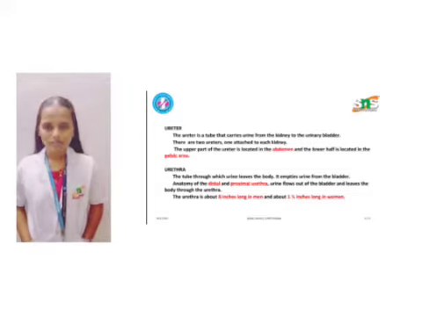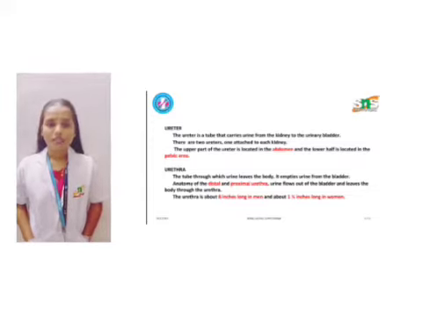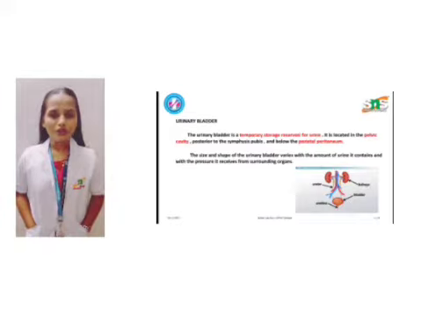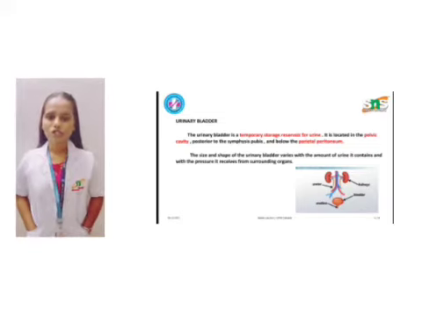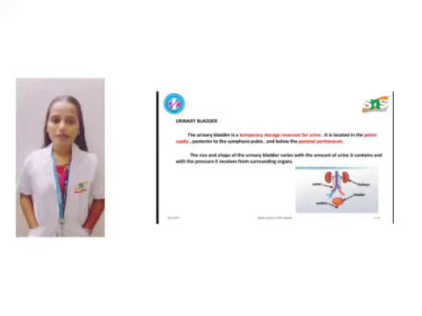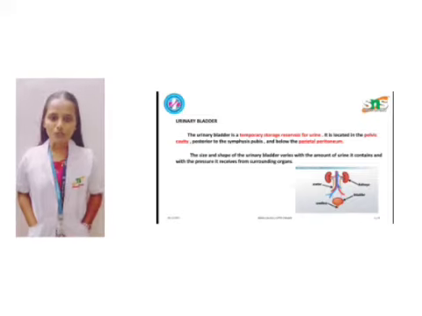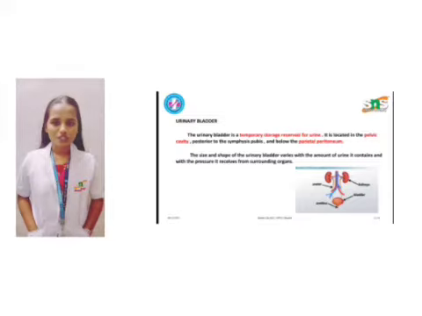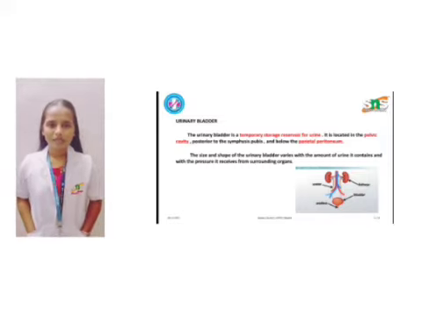Urine flows out of the bladder and leaves the body through the urethra. The urethra is about 8 inches long in men and about 1 to 1.5 inches long in women. Urinary bladder. The urinary bladder is a temporary storage reservoir for urine. It is located in the pelvic cavity, posterior to the symphysis pubis and below the parietal peritoneum. The size and shape of the urinary bladder varies with the amount of urine it contains and with the pressure it receives from the surrounding organs. Urethra is also mainly used for the excretion of urine from urinary bladder.